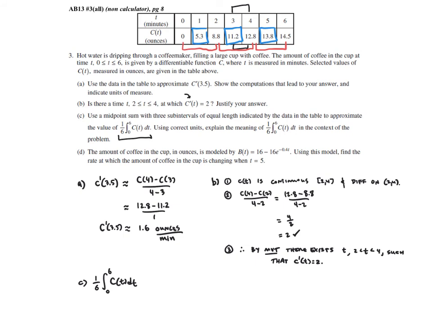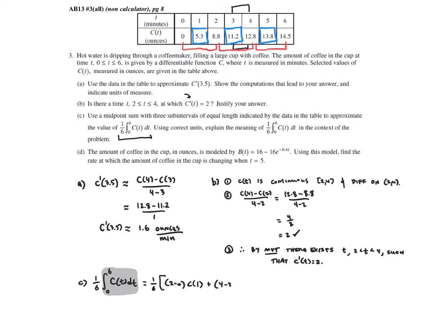We're going to use the midpoint method to approximate this integral, okay? And then we're going to multiply it by 1/6. Okay, so let's do that. So the midpoint, when we talk about a rectangular method using midpoint, we take the width of the interval. So the first interval is 2 minus 0 times C of 1 plus the next interval.